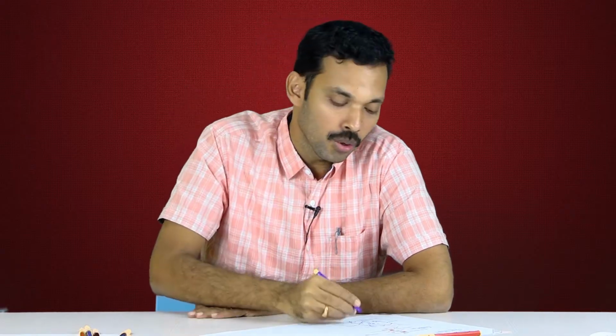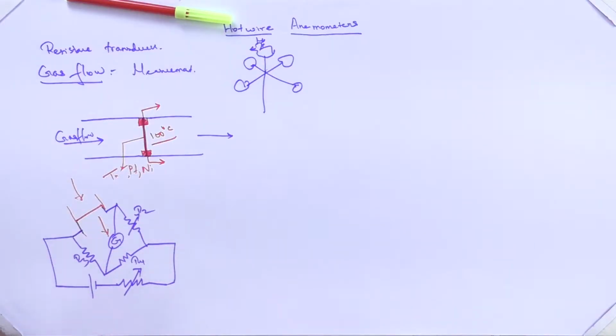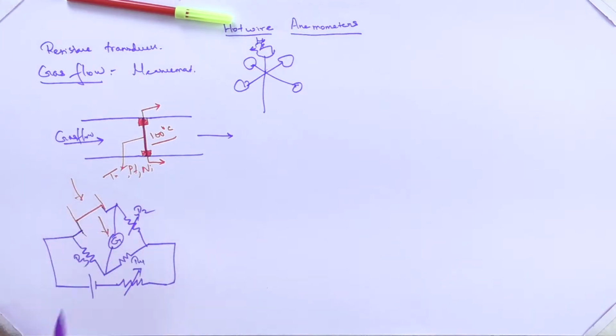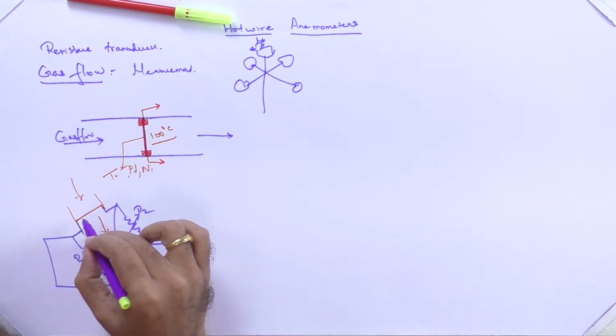Here we have a hot wire, and when the gas flow hits the hot wire, this is going to change the temperature, and when there is a change in temperature, the resistance of the wire changes, and we need to capture this resistance change using our Wheatstone bridge, and from the Wheatstone bridge we will be able to get the voltage here.